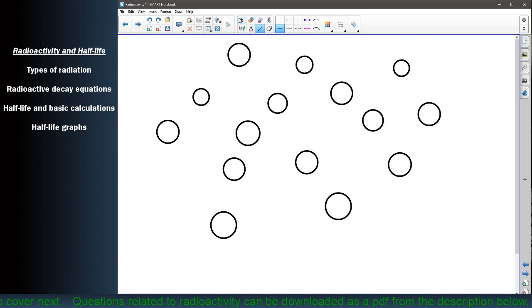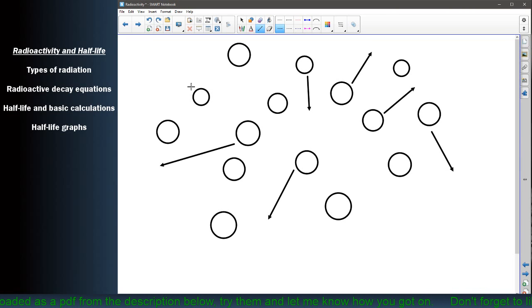And this is where half-life comes in. I don't know when any of these individuals are going to decay, but what I can do is tell you how long it's going to take for half of them to undergo radioactive decay. So I can't predict where I'm going to draw these lines, I have no idea, but I can time how long it takes half of them to go.